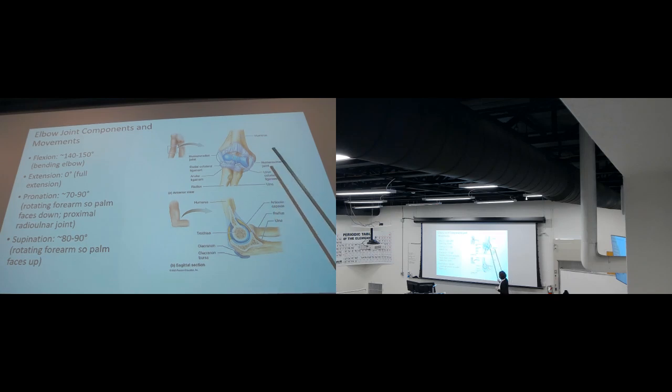Then here we have the radius. This is the ulna. This is the coronoid process of the radius, and this is the head of the radius. The head of the radius fits here into the radial fossa. So this is the anterior view. It fits here into the radial fossa above the capitulum.